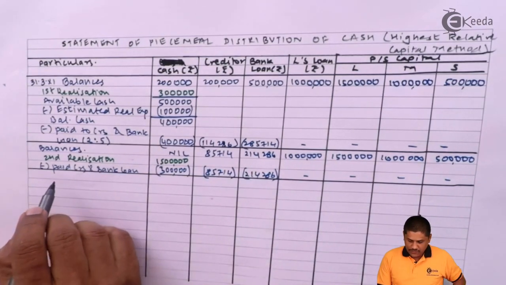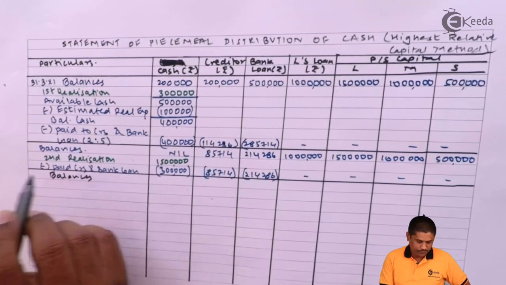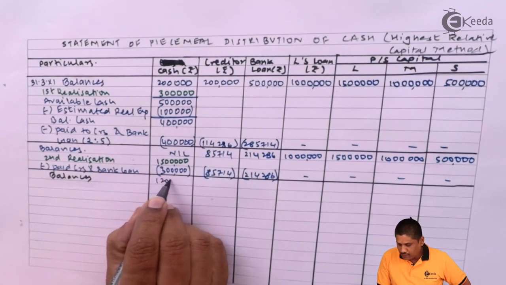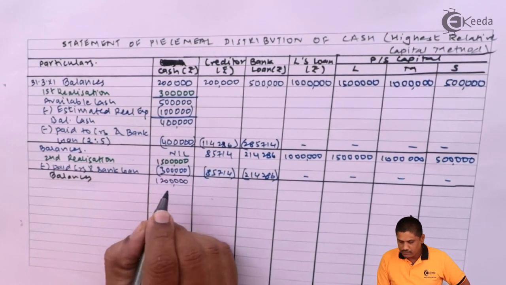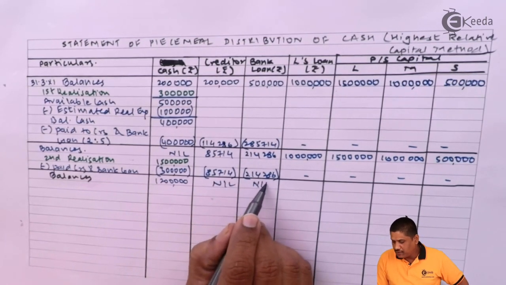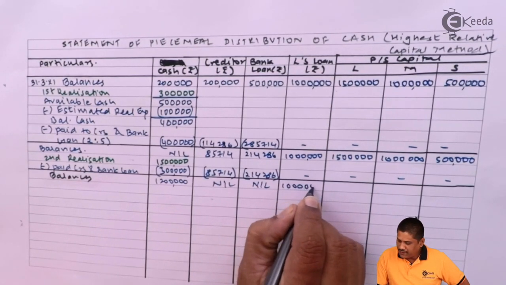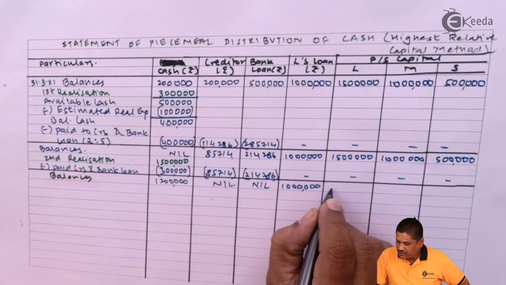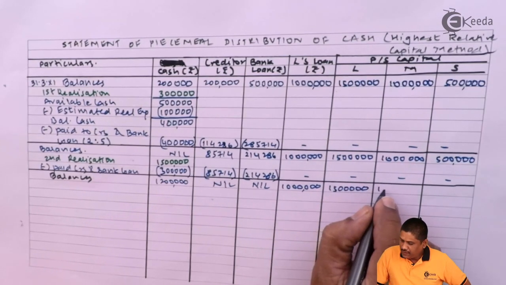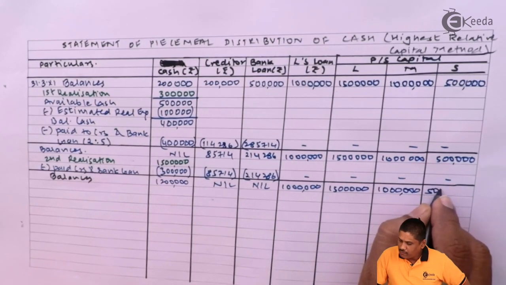Let's see what your balances are. Cash is 12 lakhs. Creditors are nil. Bank loan has become nil. 10 lakhs rupees of loan will be taken as it is. 15 lakhs rupees of capital will be taken as it is. 10 lakhs rupees and also 5 lakhs rupees.